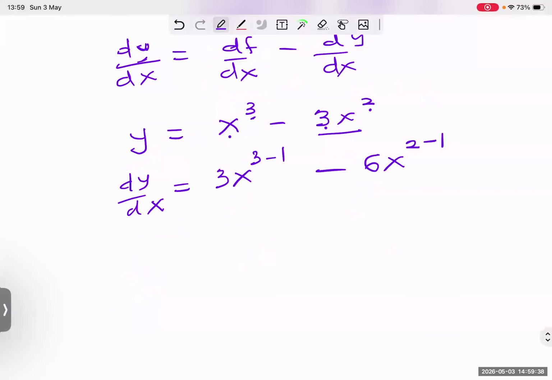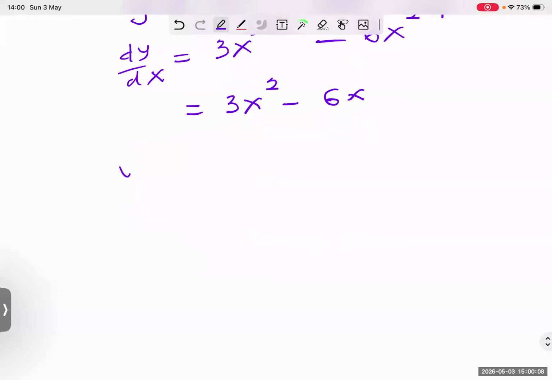What we need to do next is to simplify. So this is equal to 3x, 3 minus 1, that will be 2, minus 6x, 2 minus 1 is 1. But x raised to the power 1 is the same as x. So our answer is 3x squared minus 6x. You can decide to simplify if your algebra is strong, or you can leave your answer in this form.